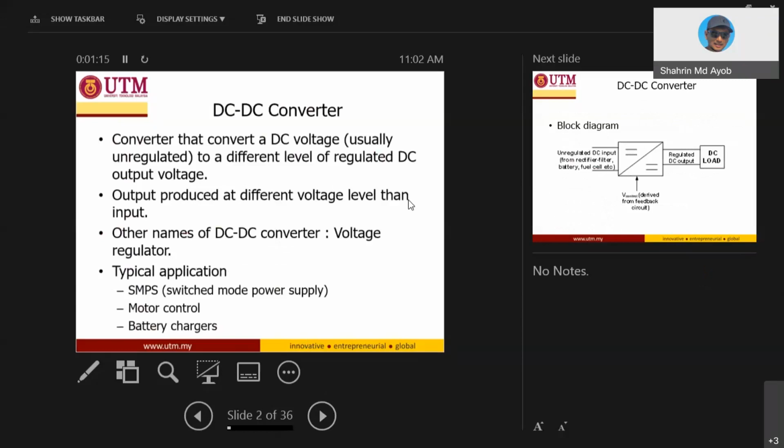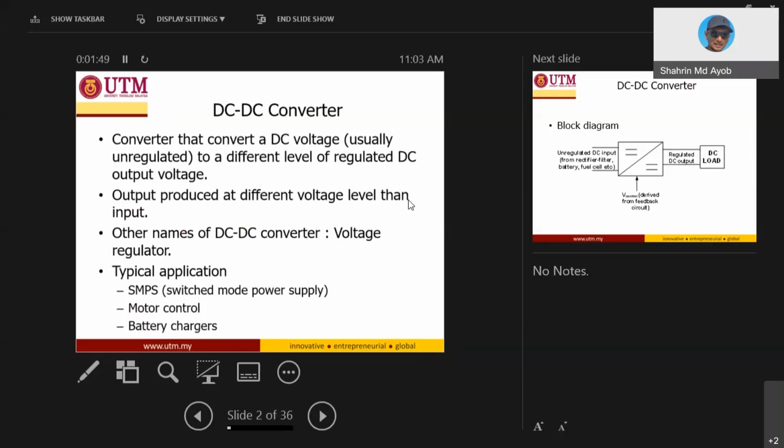So what is a DC converter? This is actually the second converter that we will learn. The first converter is the rectifier, where we convert from AC to DC. It can be single phase or three phase. The applications of rectifiers are very numerous. You can control, for example, the light, the fan, the motor drive, and so on. So this one is the second converter, which is the DC converter.